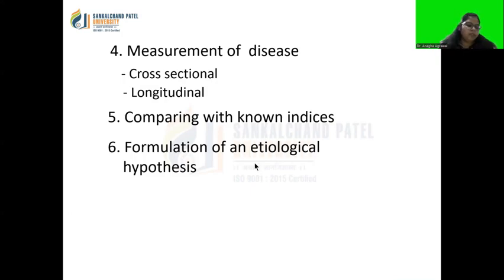See, a descriptive study does not have any hypothesis. A descriptive study is meant to prepare a hypothesis. Once you gather the data, by looking at the data and arranging it, you can come to know that these may be the risk factors for that particular disease. With the help of that, you can make an assumption, that is a hypothesis, saying that these may be the risk factors for that particular disease. Okay.